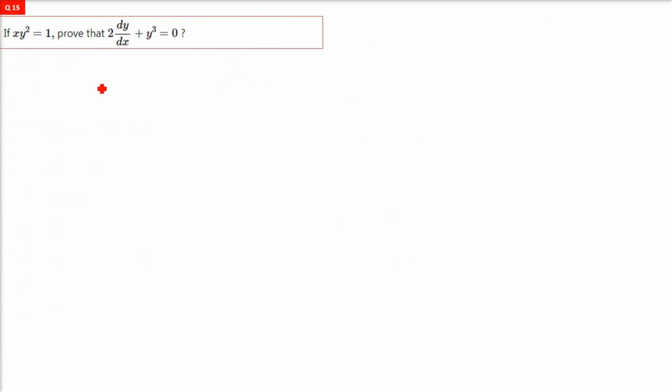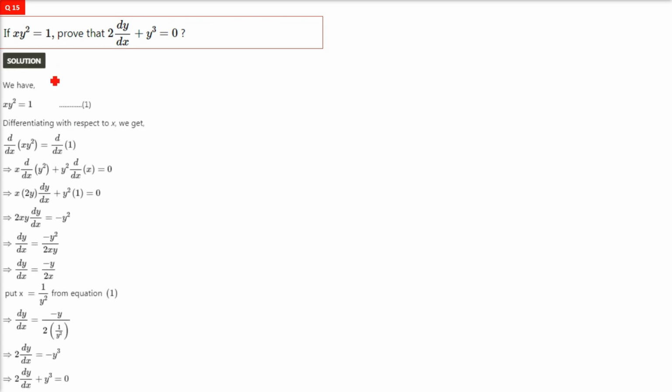xy square is equal to 1. So xy square equals to 1. And for the reference, if you are able to solve by yourself, or you have to do some homework, this is the solution. But how to solve it? xy square equals 1. Let us understand.